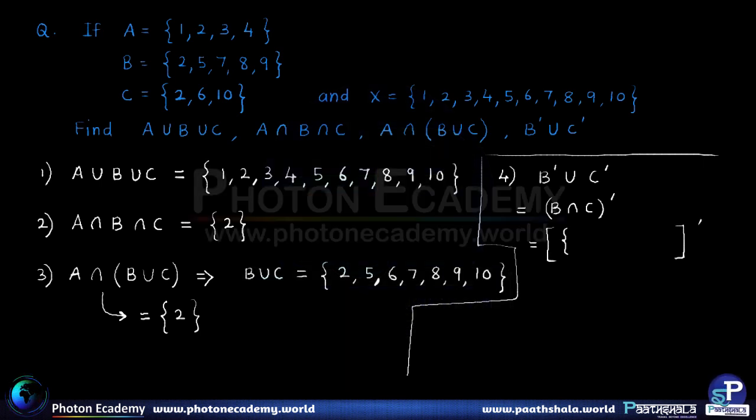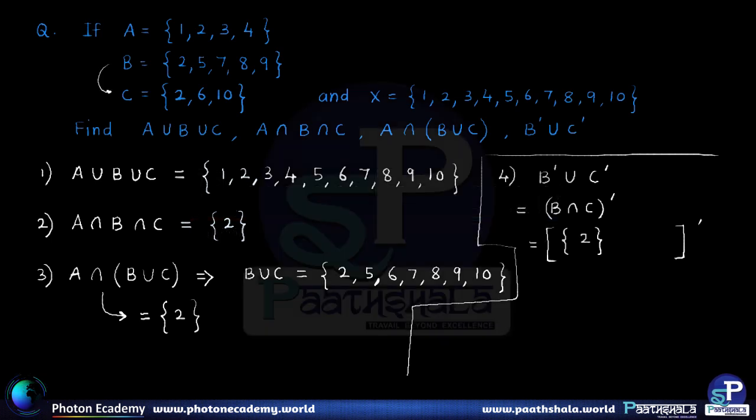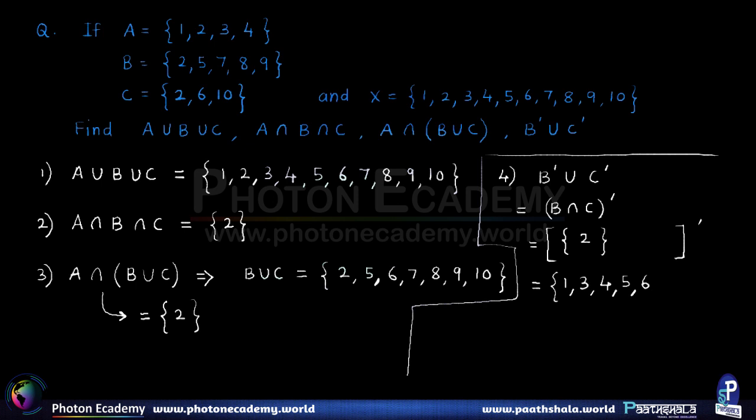B intersection C. Now if you see, B intersection C is nothing but the set consisting of just one element, which is 2, isn't it? That's the only element which is common in B and C. So therefore we have to take the complement of the set which has only 2. So that means it will be the set which consists of all the elements except 2. So we have to write 1, 3, 5, 6, 7, 8, 9 and 10. That is the required answer.